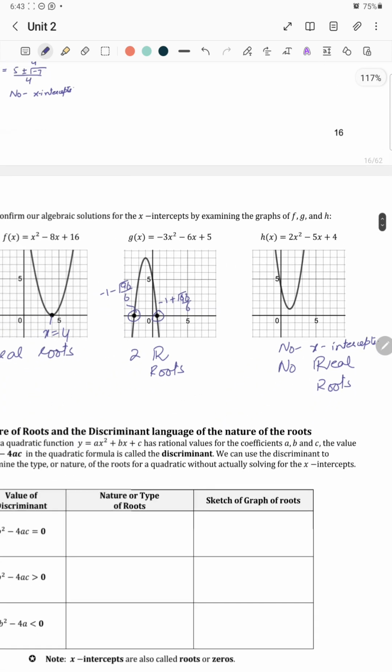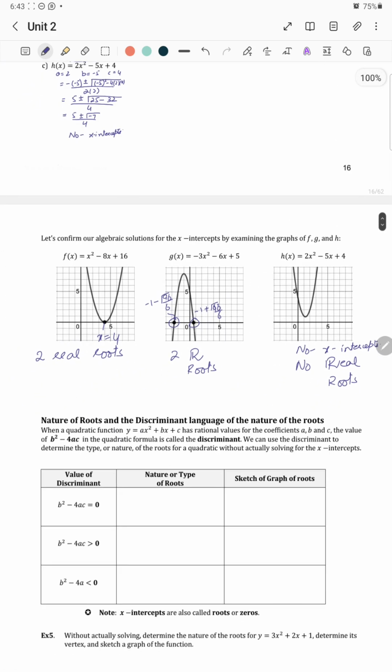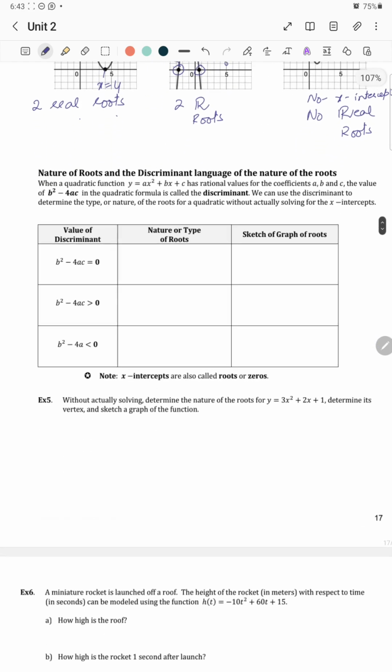So it's very easy to determine: if you have a positive answer by solving the quadratic equation, it means two real roots. If one answer, then two real roots. If two answers, then two real roots. And if there is a negative square root, then it means no real roots or no x-intercepts.